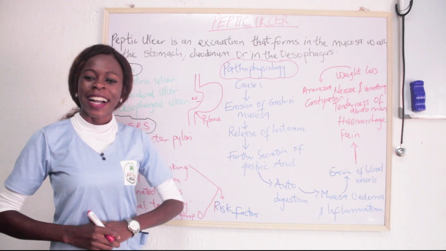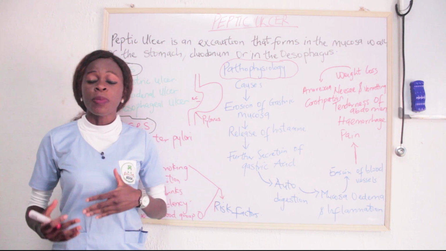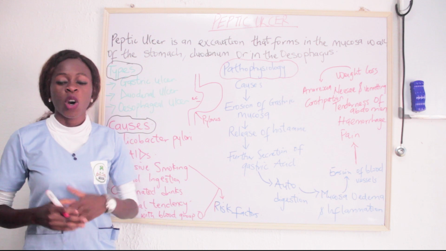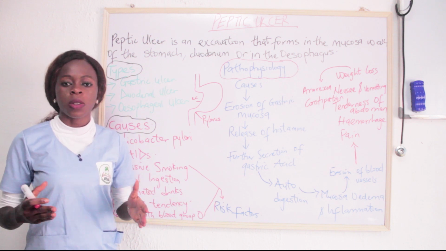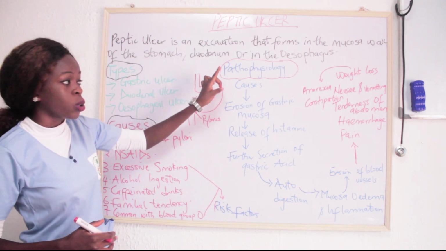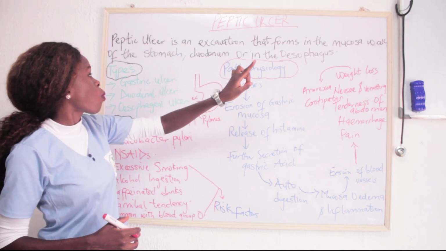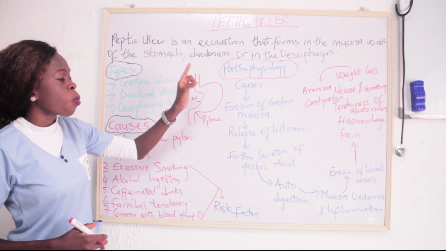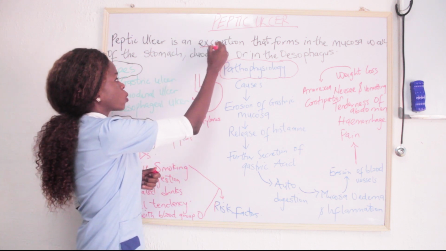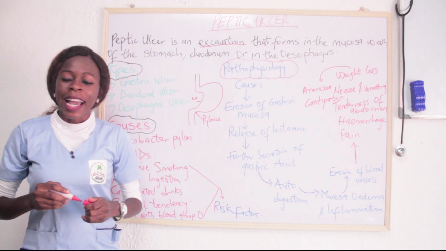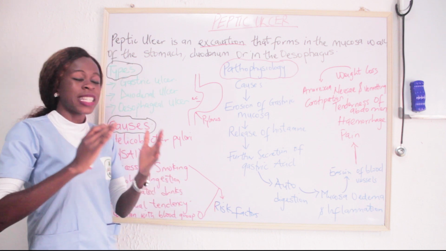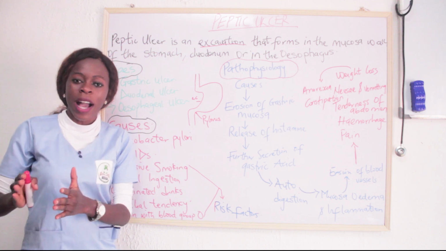Alright, welcome back. Like I earlier told you, today we're going to be talking about peptic ulcer. The first question is, what is peptic ulcer? Peptic ulcer is an excavation that forms in the mucosal wall of the stomach, duodenum, or the esophagus. Is an what? Is an excavation. Peptic ulcer can also be seen as the erosion of the mucosal lining of either the stomach, the esophagus, and the duodenum.